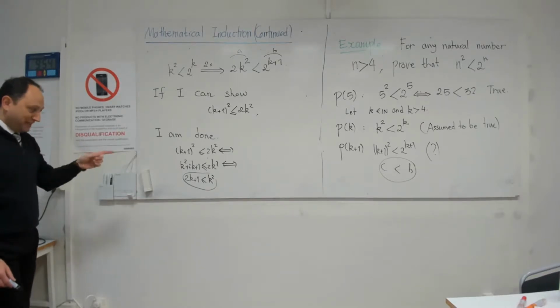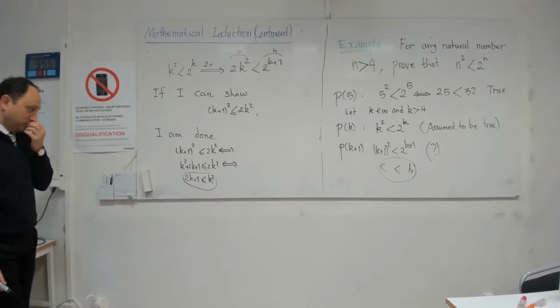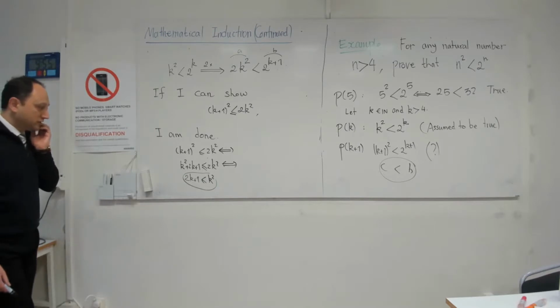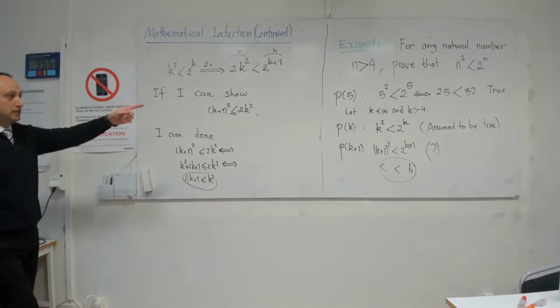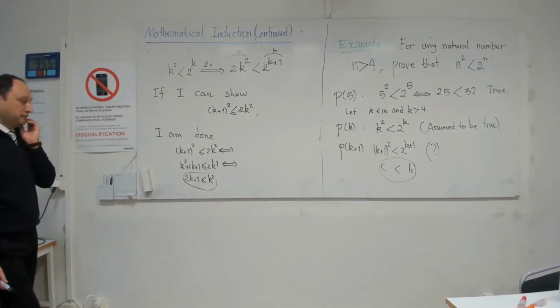I don't want to do another induction inside an induction, so it shouldn't be that hard to prove it. Do you have a good idea how we can convince ourselves that 2 times k plus 1 is always less than or equal to k squared if k is greater than or equal to 5?